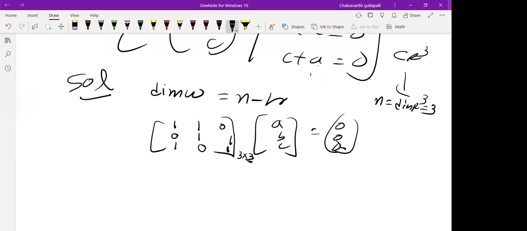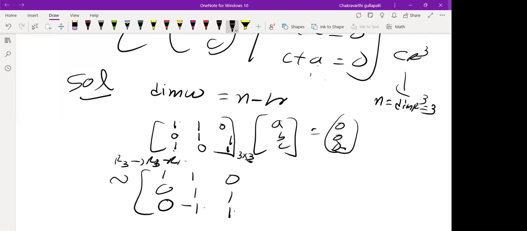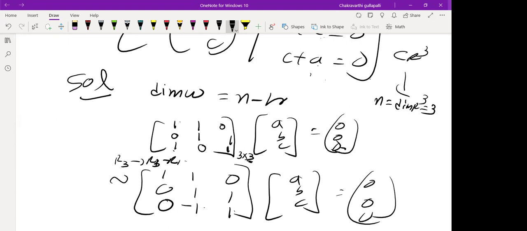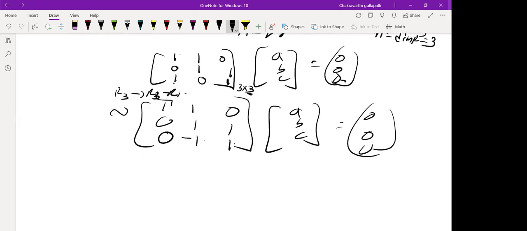Now we have to reduce it to echelon form. If you reduce it to echelon form, 0 1 1, we'll apply R3 minus R1. This gives 0 minus 1 1. Next, this is the leader, and below it we need 0 in the second row. So for R3, apply the operation R3 plus R2.